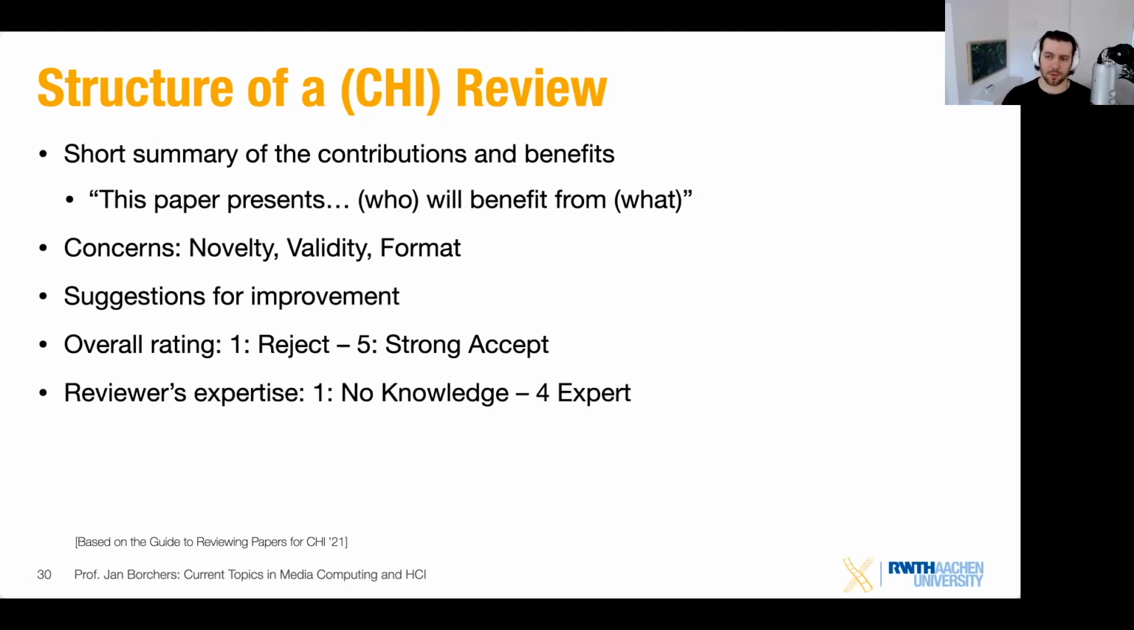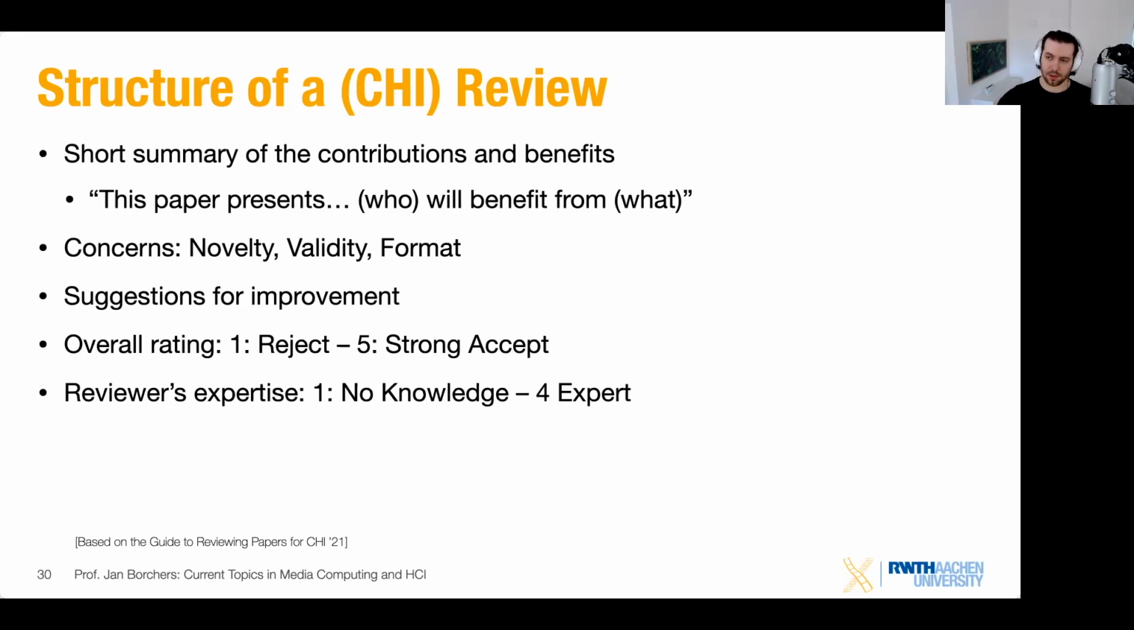So saying whether you are a novice in the field, a newcomer, or whether you're an already established expert. And this, for example, then puts more context to your review. This does not mean that your review is less valid if you are a novice. This just means that your view onto the paper is different.